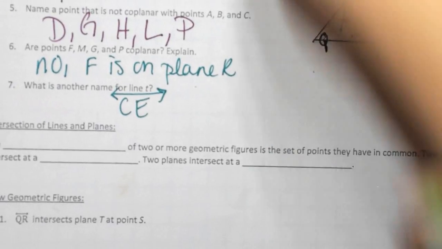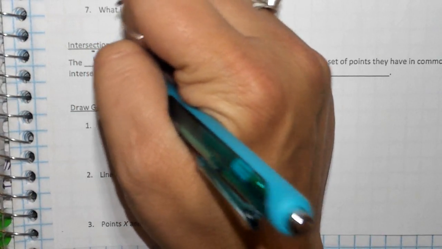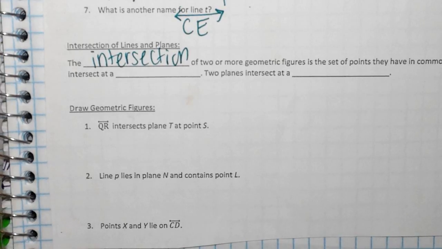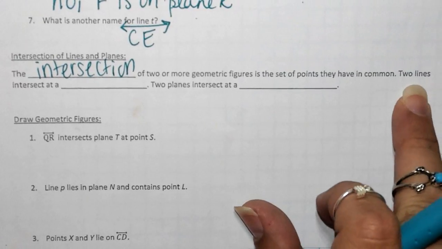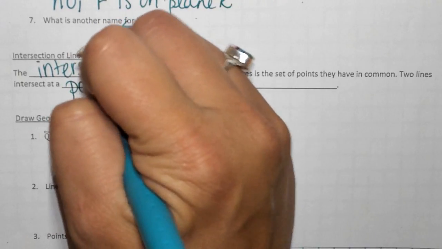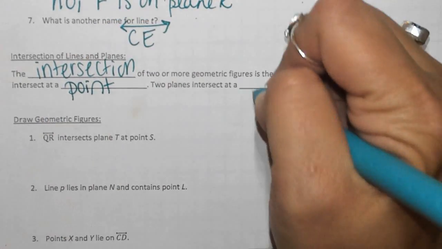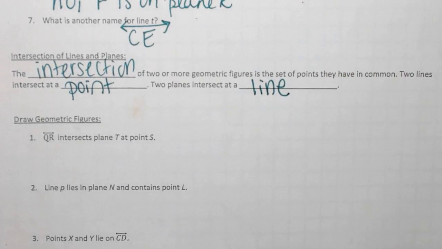All right. Let's look at this bottom part. Intersection. Now, the intersection is where they cross, right? So let's write that. The intersection of 2 or more geometric figures, so that's our shapes, is the set of points they have in common. 2 lines intersect at a point. 2 planes intersect at a line.